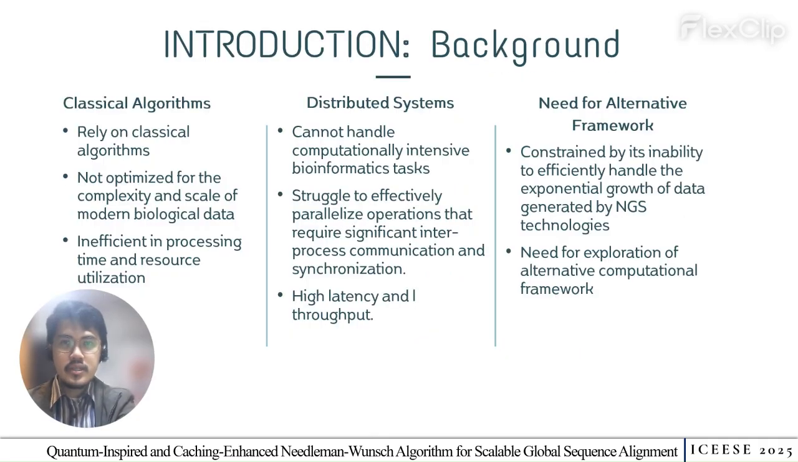The motivation of this research stems from the limitations in current approaches. Classical alignment algorithms offer accuracy but are not optimized for the scale and complexity of modern biological data. This results in high computational costs. Distributed systems, while scalable, struggle with tasks requiring dense inter-process communication, often introducing latency and synchronization issues. Given the exponential growth of data from next generation sequencing, or NGS, there is a pressing need for alternative computational frameworks that can balance speed, scalability, and accuracy.